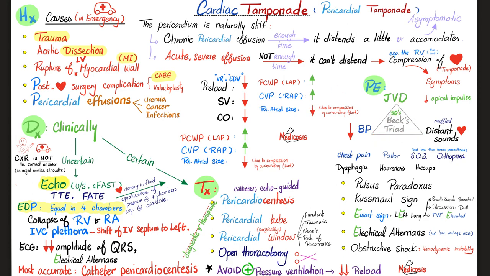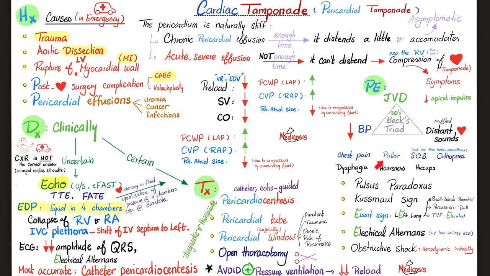Don't forget the famous Beck's triad, 3 Ds: distension of jugular vein, diminished blood pressure, distant, diminished heart sounds. Try to feel the cardiac apex with your fingertips. It's diminished as well. Why? Because there are fluids separating your fingers from the patient's cardiac apex.